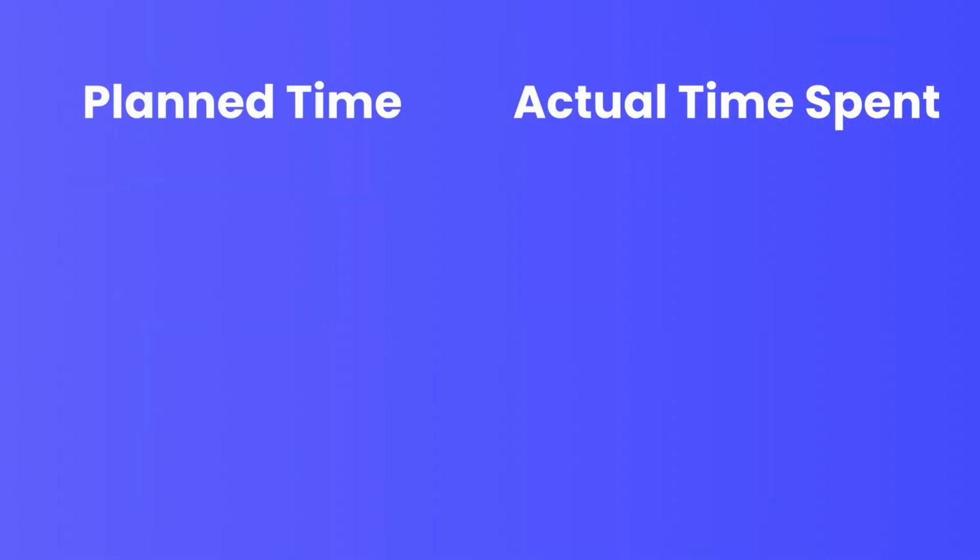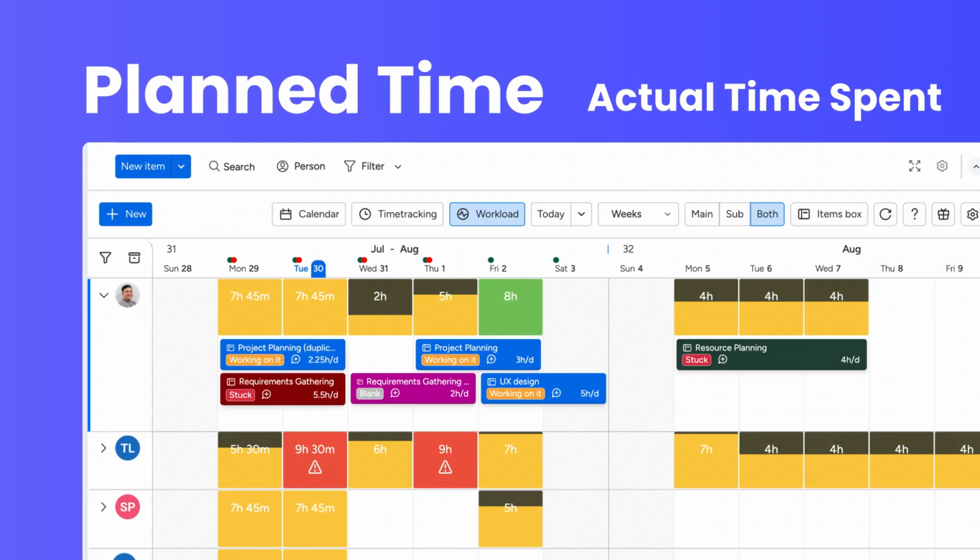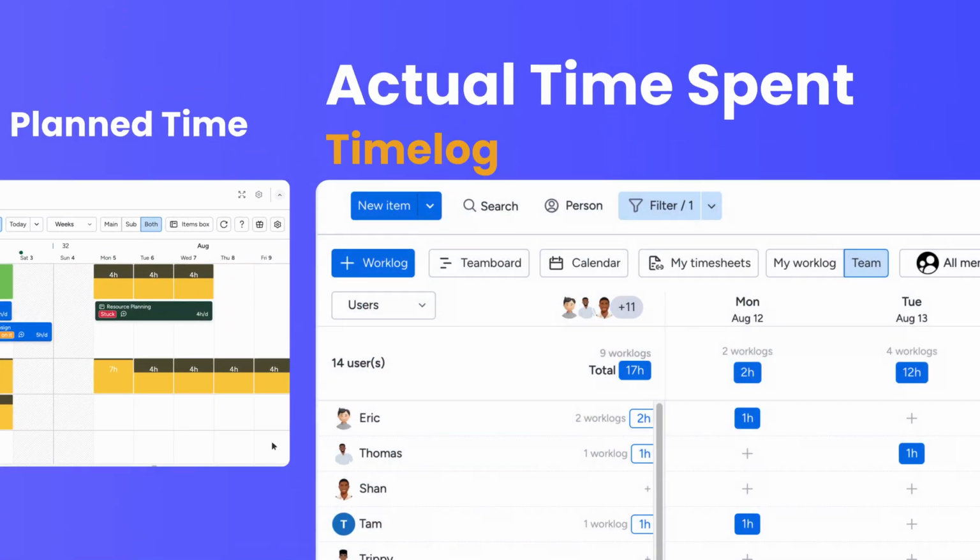First, let's discuss the difference between planned time and actual time spent. Planned time is the time scheduled for each team member, allowing managers to see how much work is planned compared to each person's capacity. Actual time spent, or time logs, on the other hand, record the actual hours a user spends working on a task. This is updated by the team members as they work.